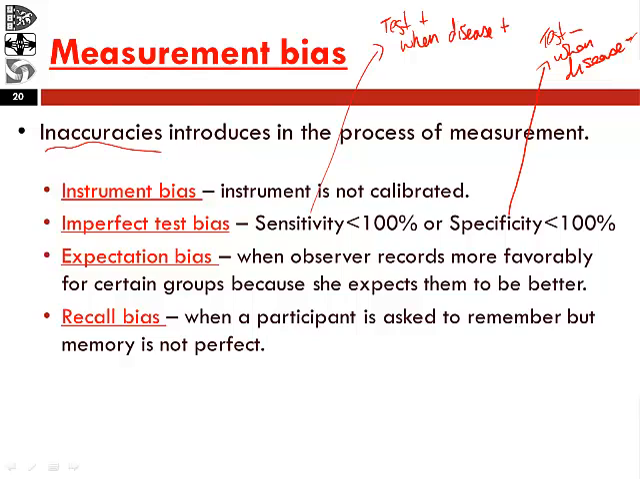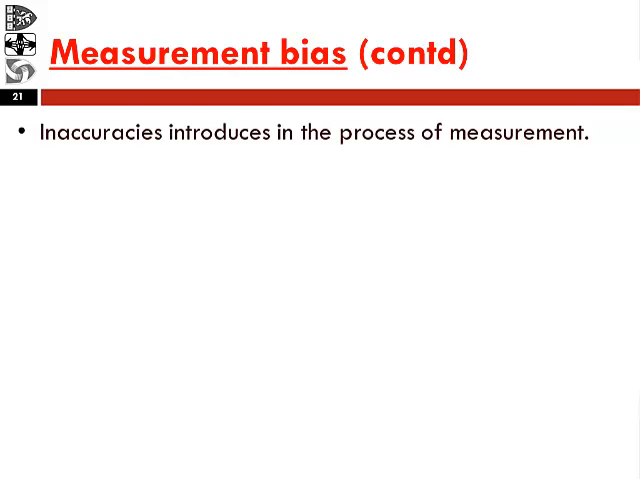Recall bias. A lot of times if you look at what people are reporting, they're asking people to remember things. How many times in the last year did you have sex without a condom? How many times in the last year did you eat fruits and vegetables? So people will sometimes have a hard time remembering what happened to them, and that is called recall bias.